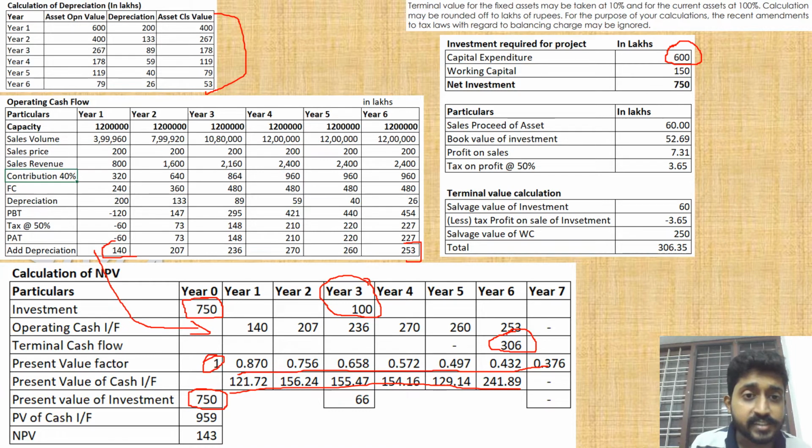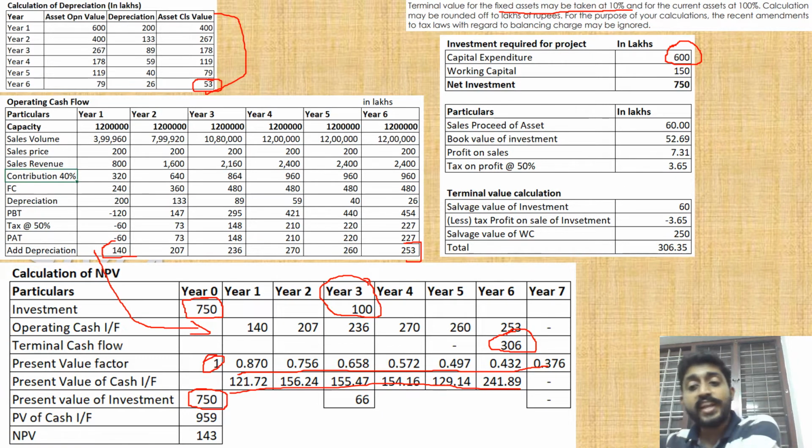At the end of 6 years, the book value is 53 lakhs, which we have already calculated, and it is given in the question that the terminal value of the fixed asset is 10 percentage. So the fixed asset at the end of 6 years can be liquidated for 10 percentage. 10 percentage of 600 lakhs is 60 lakhs, which is the sale proceeds of the asset. But the book value is 52.69 lakhs, so the profit on sale comes to 7.31 lakhs. If there is profit on sale of a fixed asset, then income tax comes into the picture. Income tax is given in the question at 50 percentage.